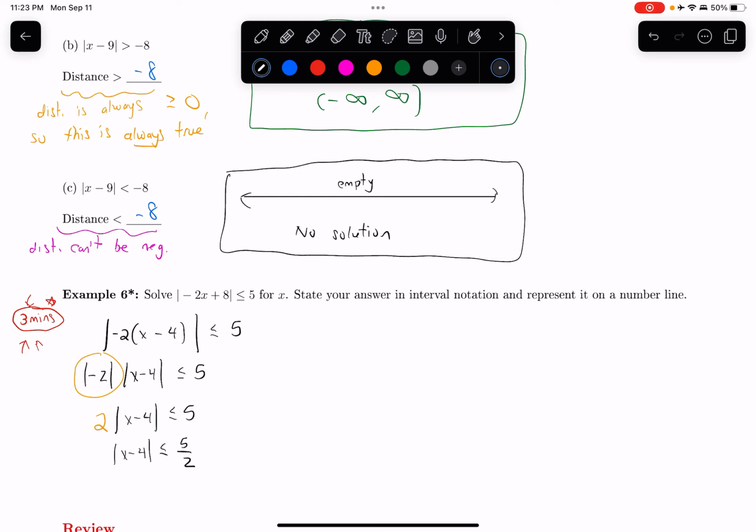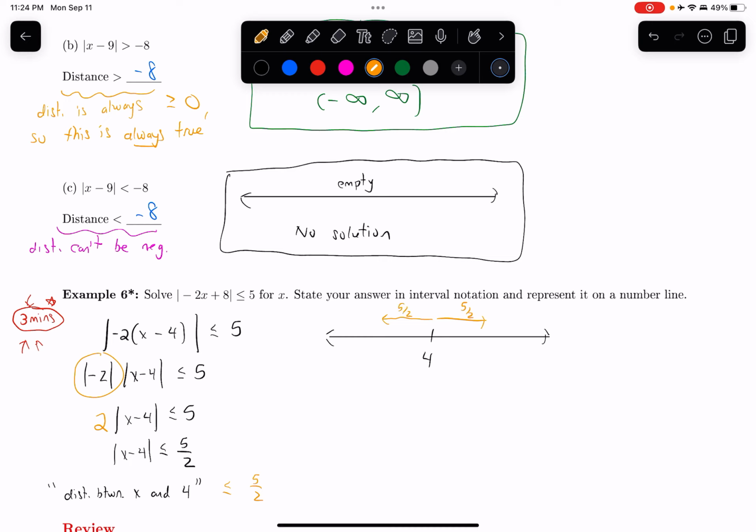And now that I have the absolute value isolated, I can think of this as a distance. So this is saying the distance between x and 4, that's what the left-hand side represents, is less than or equal to 5/2. So let's draw this on a number line. The center point is going to be 4, because I'm thinking about the distance between 4 and some mystery number. And the distance I want to go in each direction is 5/2. So let's go 5/2 to the right. Let's go 5/2 to the left.